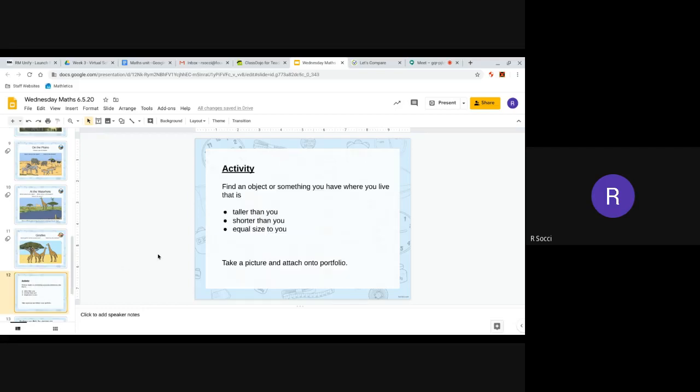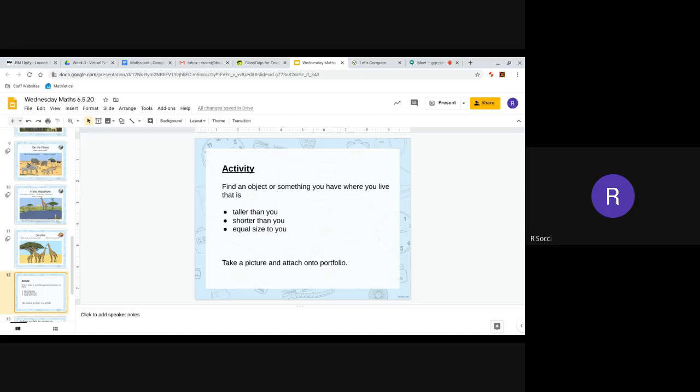Okay, what I'd like you to do now is, because we're looking at comparing lengths and heights, I'd like you to compare length and heights to your body. So I want you to find an object or something that you have where you live that is taller than you. I want you to find something that is shorter than you. I want you to find something that is the equal size to you. Okay, so something that is the same, it's the equal size to you.